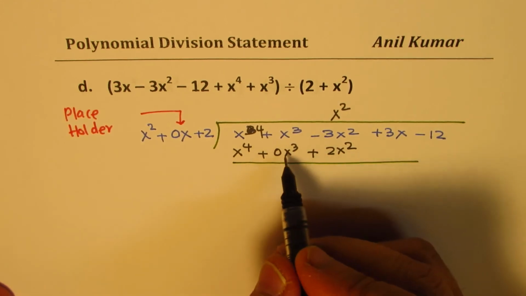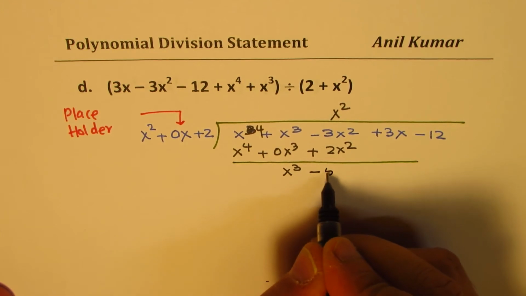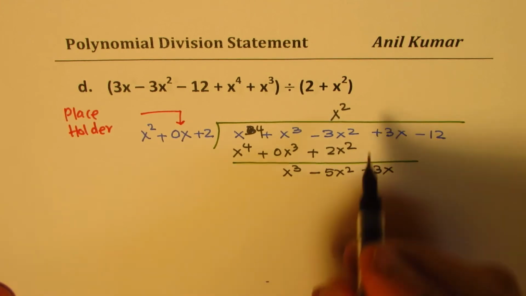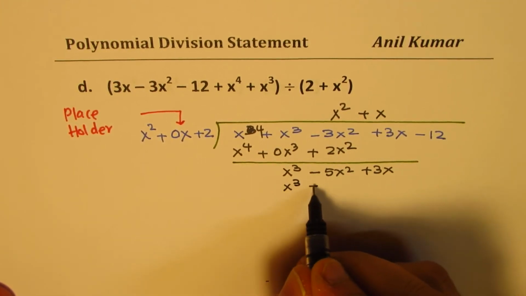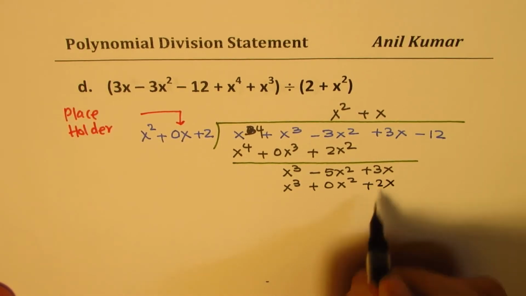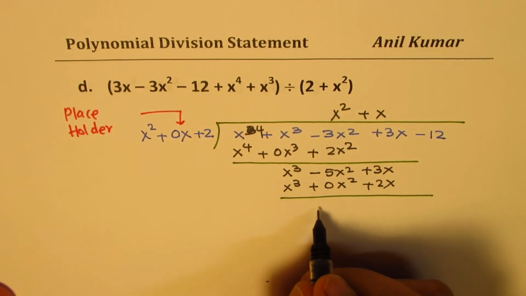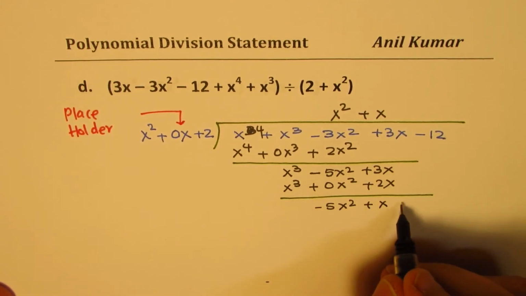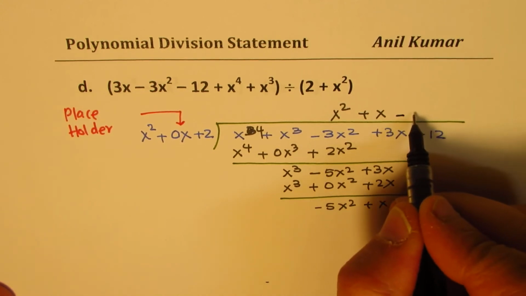That is the significance of the placeholder. Now when you take away, you get x cubed here. When you take this away, you get minus 5x squared. Bring down the next term, which is 3x. Now we need to multiply by x, so we get x cubed plus 0x squared and plus 2x. Now when you take away, you get minus 5x squared. This will give you plus x. Bring down minus 12. Now we need to multiply by minus 5.